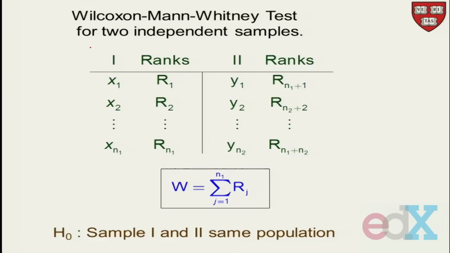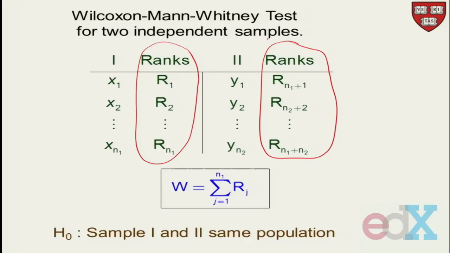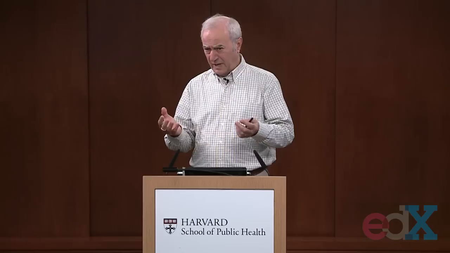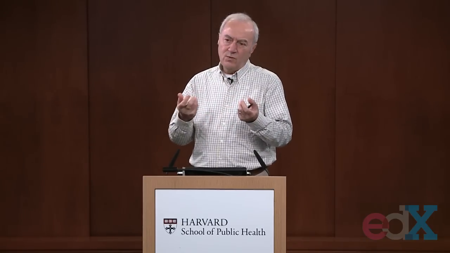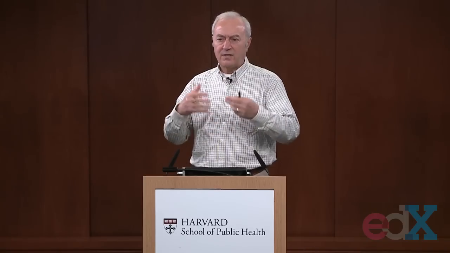But here they are. So here is the recipe. Throw them all in and then rank them. So these are the overall ranks. Then look at the sum of the ranks in one of them. Doesn't matter which one you choose, just choose one of them. And the null hypothesis is that they are two samples from the same population. So that's the null hypothesis. So you'd expect the two sums of the ranks to be the same, if the two sample sizes are the same. If not, you'll do the appropriate weighting.